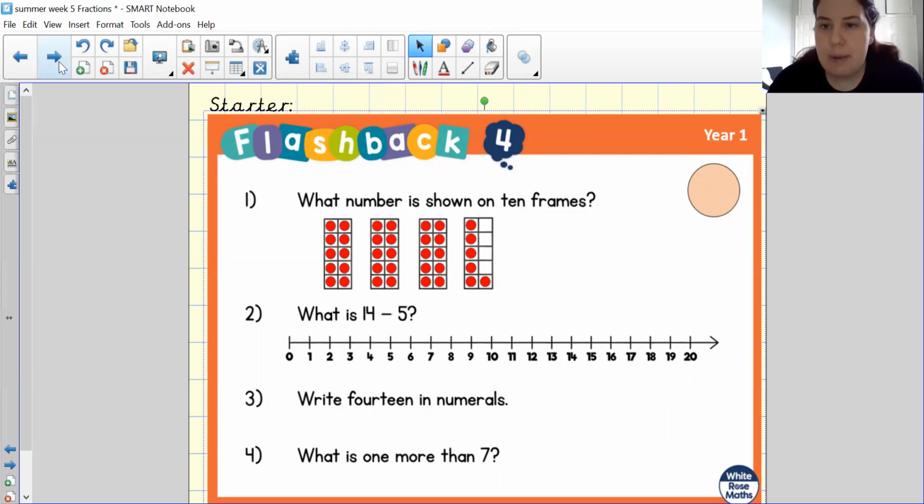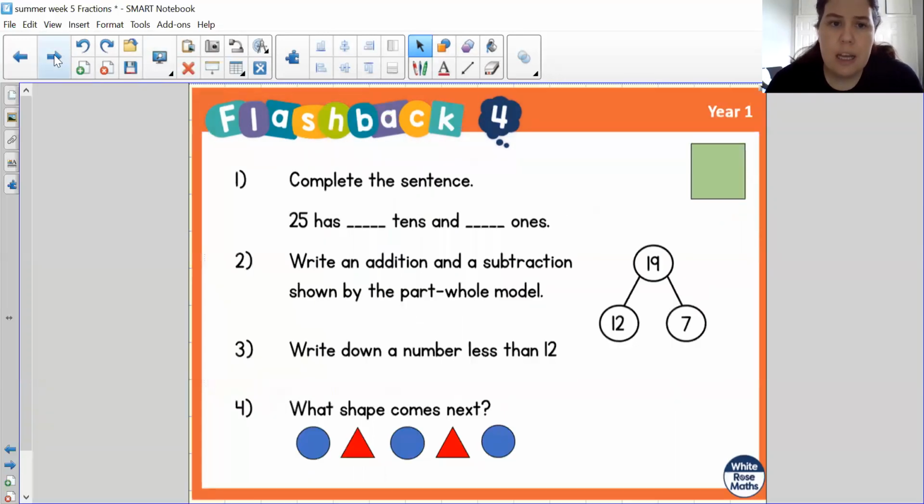So let's begin with our flashback for today. You are going to need to pause the video at different points. Once you have finished this page, we will go on to the next page. Okay, so this is flashback 1 and flashback 2. Again, if you are unsure, please use some methods that we have used before. This is all focusing on things that we have previously learned, and as you can see, it is all linked to number, and there are some parts about patterns at the bottom.